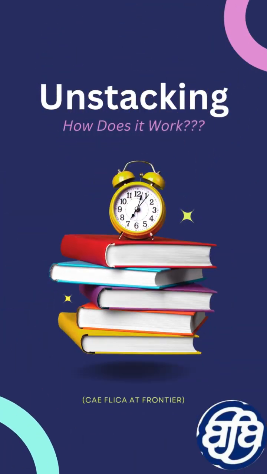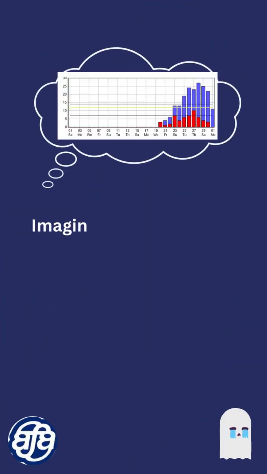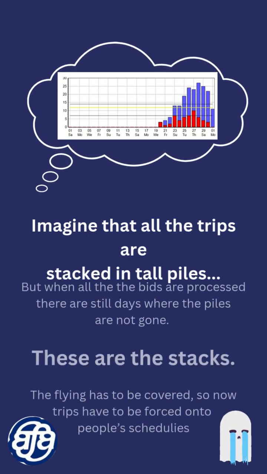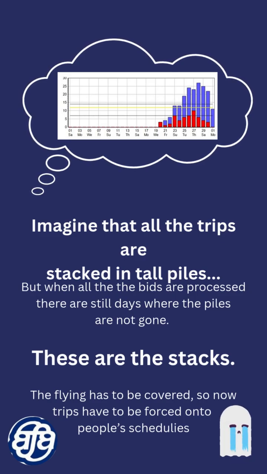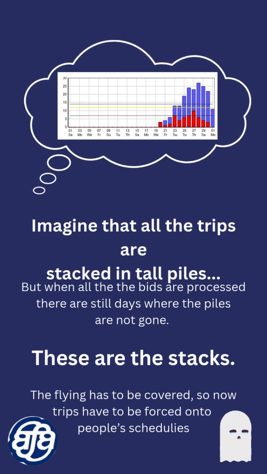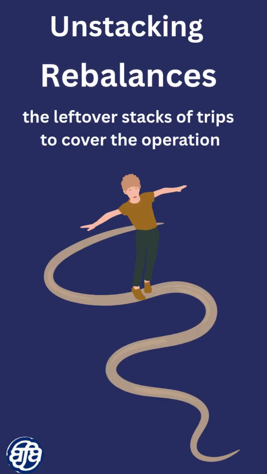Unstacking. How does it work? Imagine that all the trips are stacked into tall piles, but when the bids are processed, there are still days where there are piles that are not gone. These are the stacks. The flying has to be covered, so now trips have to be forced onto people's schedules. Unstacking rebalances the leftover stacks of trips in order to cover the operation.